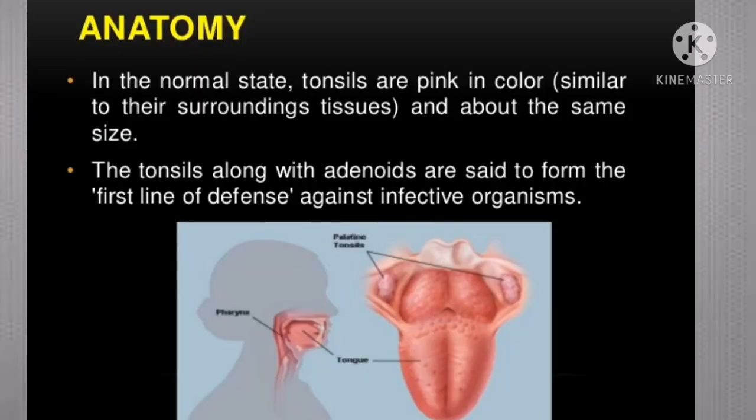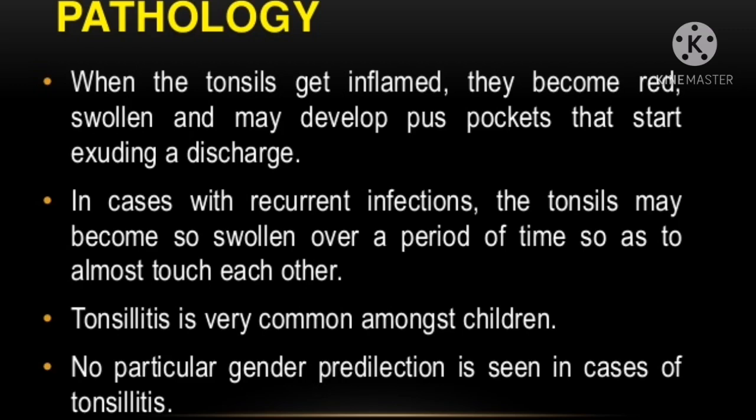When coming to the normal anatomy, tonsils are pink in color, similar to the surrounding tissues, and about the same in size, both of them. The tonsils look the same as the oral cavity looks. When some bacteria or virus enters through the oral cavity, our protective lymph glands will fight against the bacteria. At that time, the tonsils get inflamed, red and swollen, and develop pus. After formation of the pus, the pus exudes as a discharge.